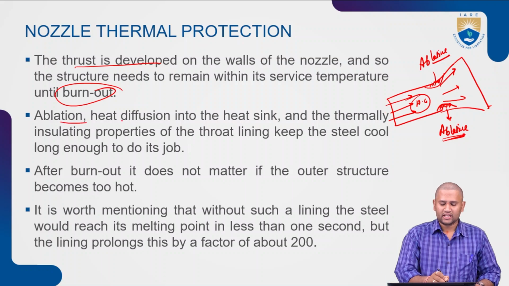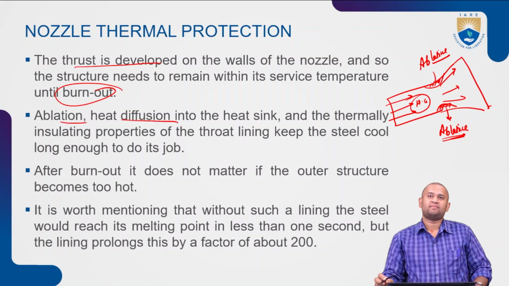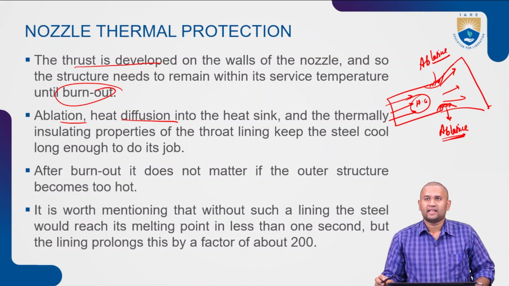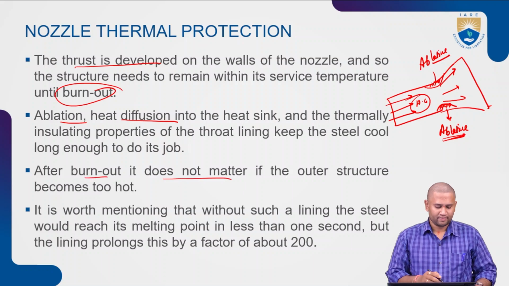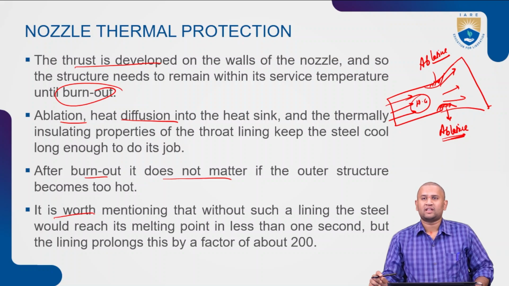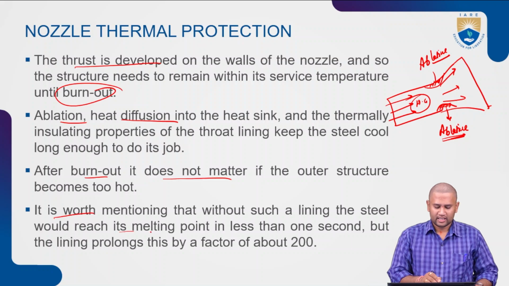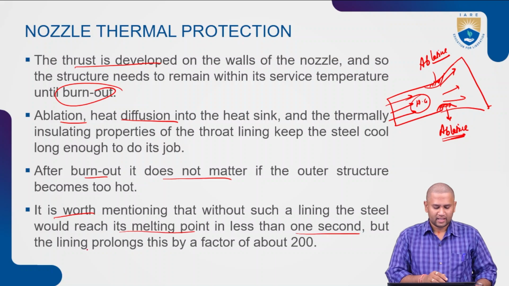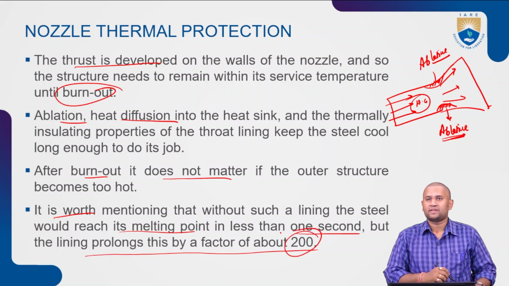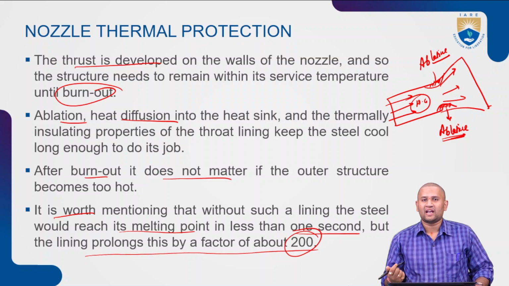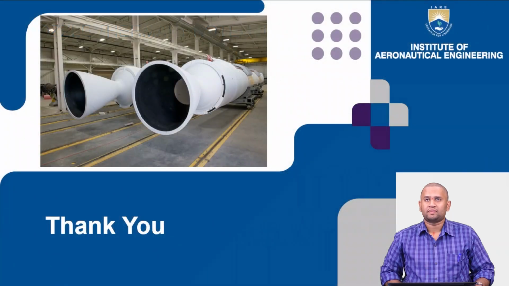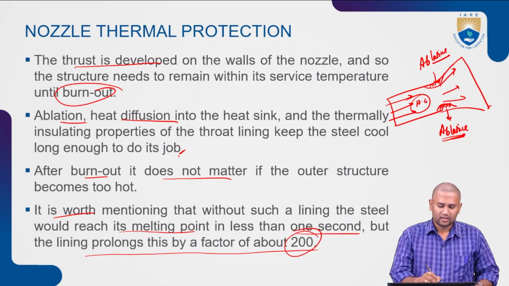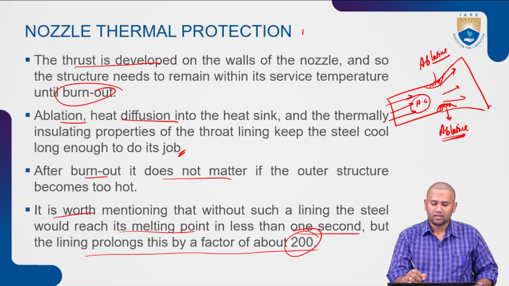Now, ablation, particularly heat diffusion into the heat sink, and the thermally insulating properties of the throat lining keep the steel cool long enough to perform its function. After burnout, it doesn't matter if the outer structure becomes too hot or too cold. It is worth mentioning that without a lining, the steel would reach its melting point in less than 1 second, but the lining prolongs its life by 200%, meaning it increases the life of the nozzle, particularly the throat area, by 200%.